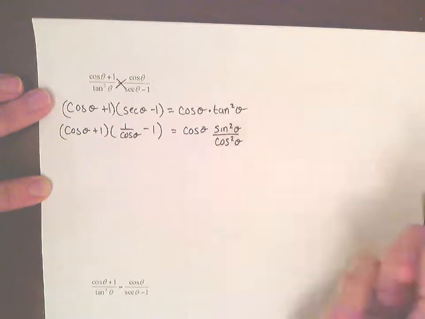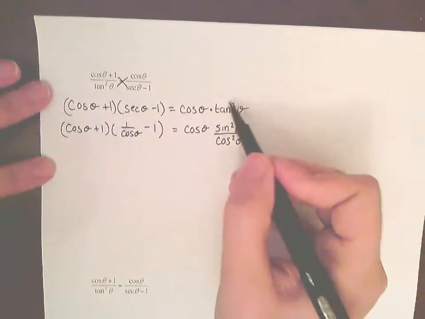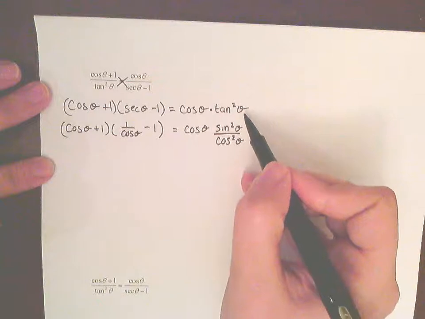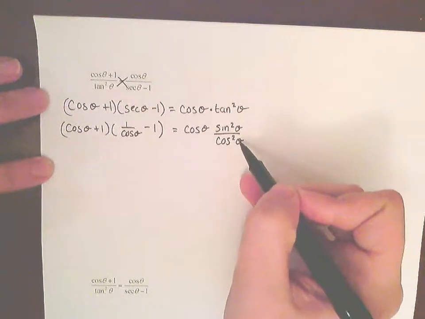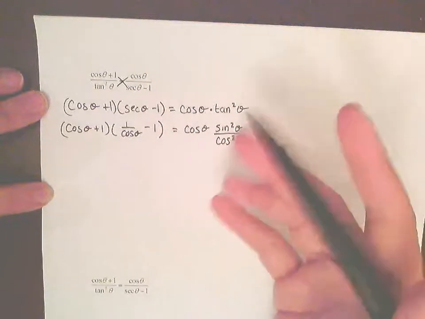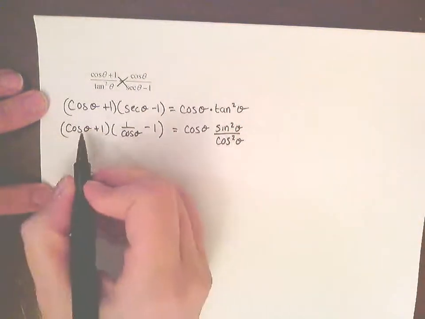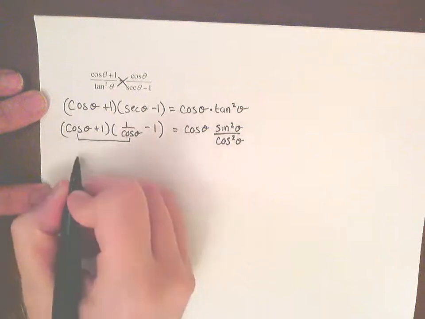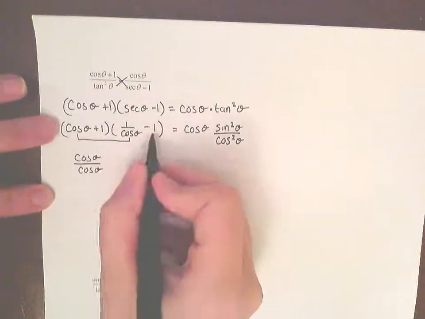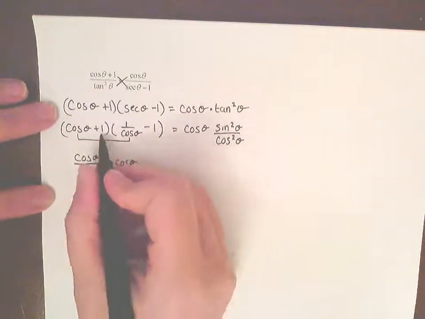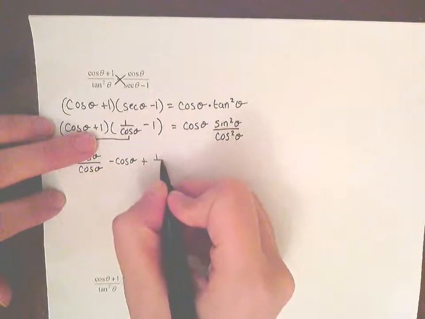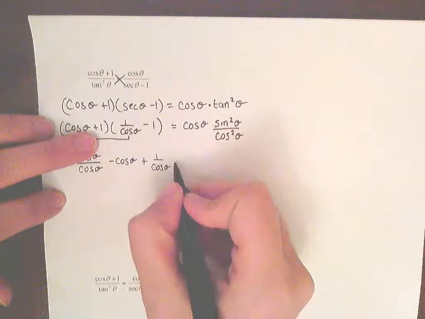Now, since I decided to convert them all to sine and cosine, I'm not going to change this to the Pythagorean identity. I'm going to use the quotient identity. But if you use the Pythagorean identity, it will still work, but it'll just take a few more steps. Alright, so here I'm going to FOIL. So when you FOIL, you got your first, which ends up being cosine of theta over cosine of theta. Your outer, which is minus cosine of theta. Your inner, which is plus 1 over cosine of theta. And then your last, which is minus 1.